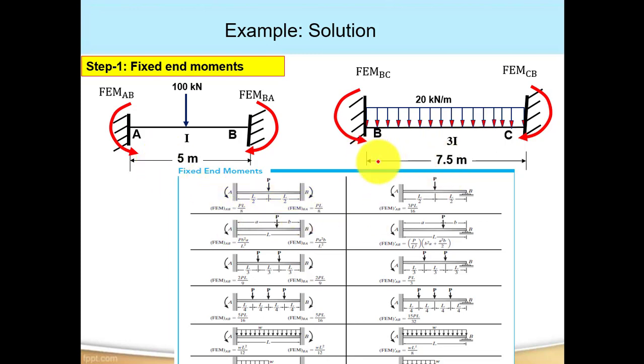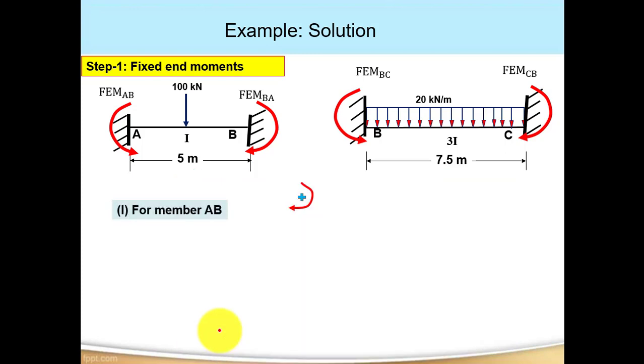For member BC we can take this beam. The formula is fixed end moment for BC equals WL squared over 12, and for CB also WL squared over 12, the sign is according to our sign convention. Now let us calculate the fixed end moment for members AB and BC.